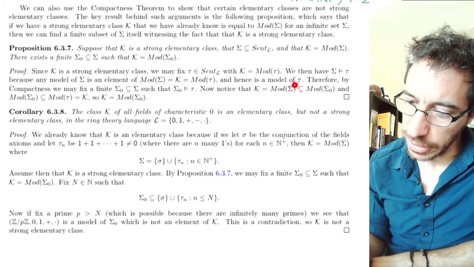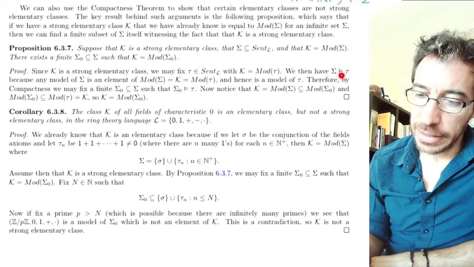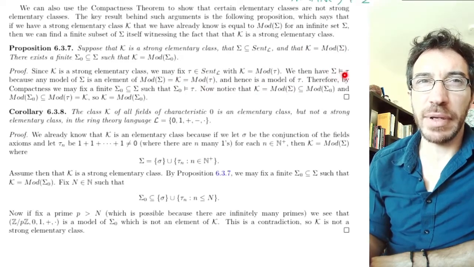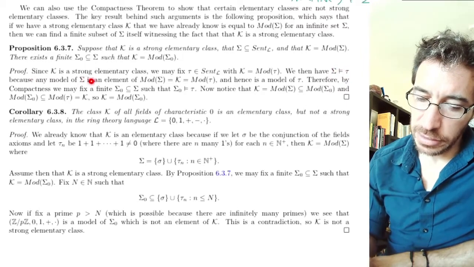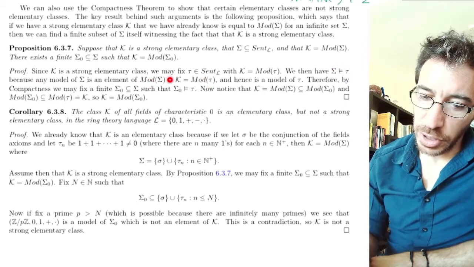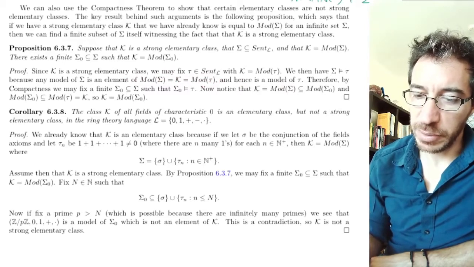So, okay, let's read this again. We want to be saying that sigma logically implies tau, and what does that mean? That means every model of sigma is a model of tau, and that's because the models of sigma are the same as K, which is the same as the models of tau. Okay, so every model of sigma is a model of tau. Good.